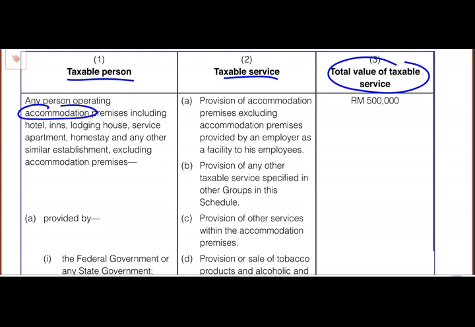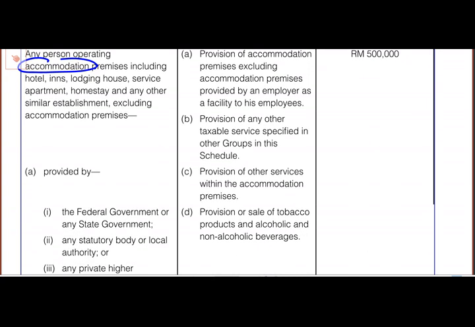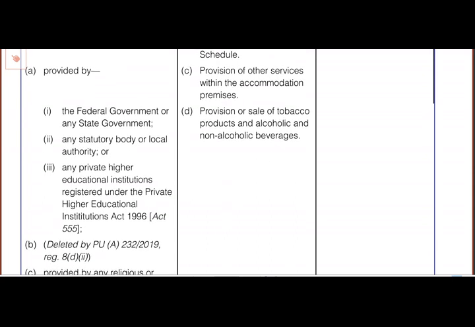Okay? Now, you notice in the list of taxable persons, they also include exclusions. So there are people who are actually excluded so that you don't have to be registered and you don't have to impose service tax. Exclude who? I'll just highlight the main ones. Okay? Private higher education.